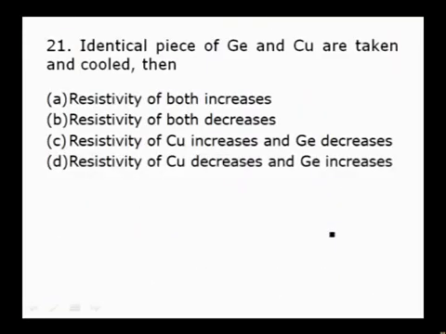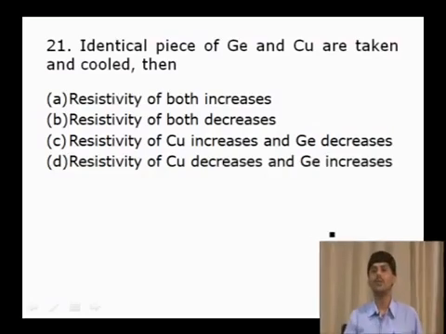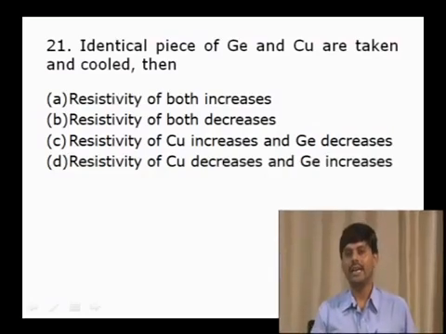Question number 21. Identical pieces of germanium and copper are taken and cooled. Option A, resistivity of both increases. B, resistivity of both decreases. C, resistivity of copper increases and germanium decreases. D, resistivity of copper decreases and germanium increases.